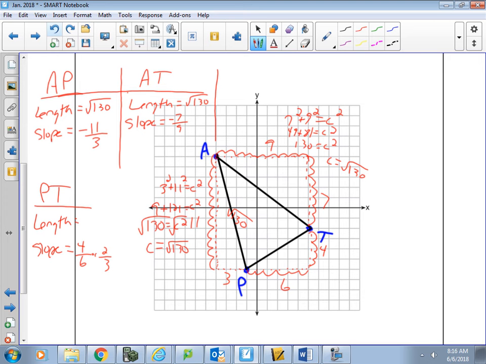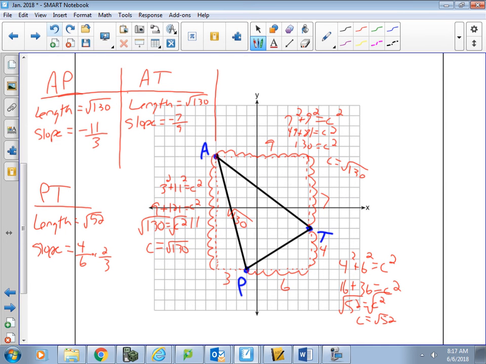For the length, you're going to do 4 squared plus 6 squared is equal to C squared. Then you have 16 plus 36 is equal to C squared, and then 52 is equal to C squared. Take the square root. C is equal to the square root of 52.